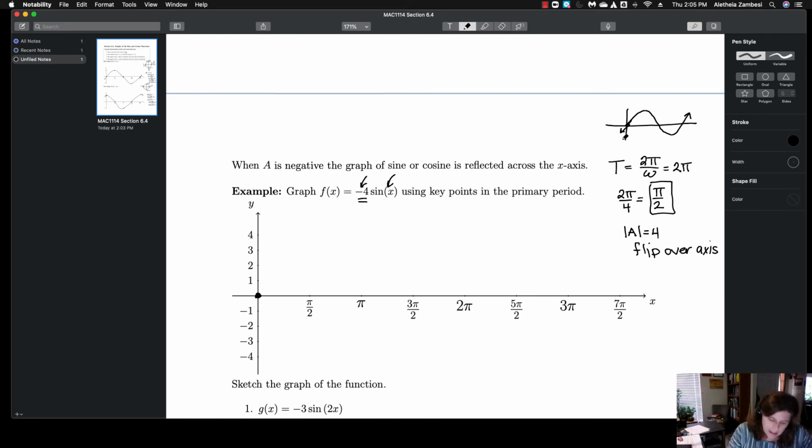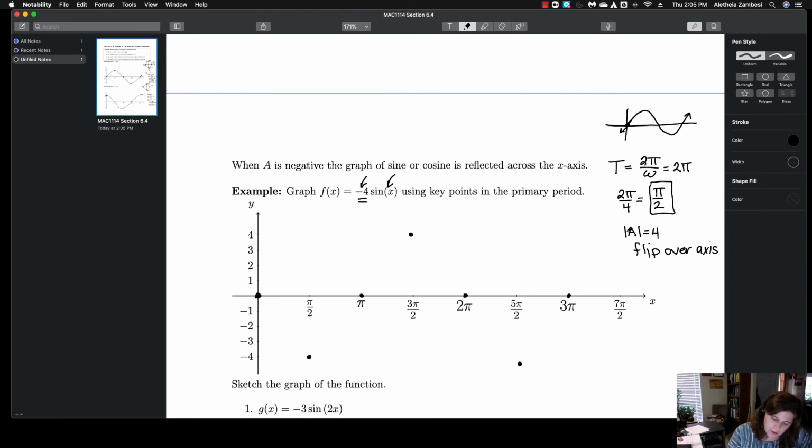So we're starting in the sine function like this, except I'm negative, so I'm flipping it upside down. So at pi over 2, the next point in our primary period, I'm at 4 in the negative direction because we're upside down. At pi, we're back at 0. At 3 pi over 2, we're up at 4. At 2 pi, we're back at 0. And then we're cycling through the second cycle.